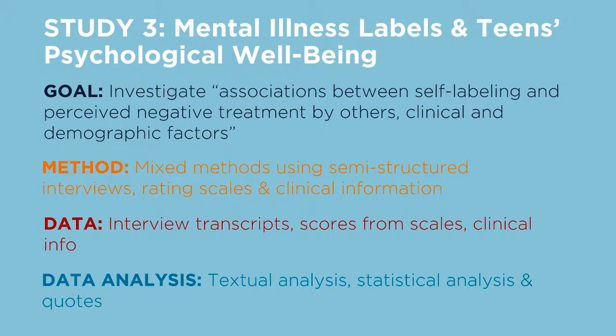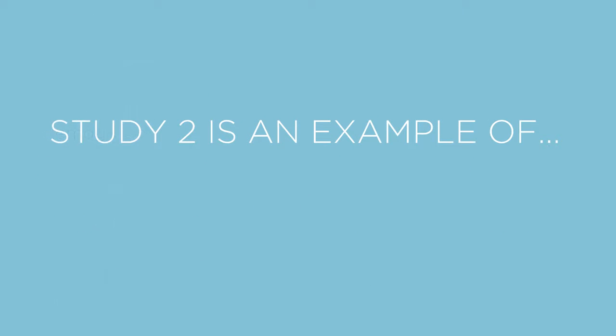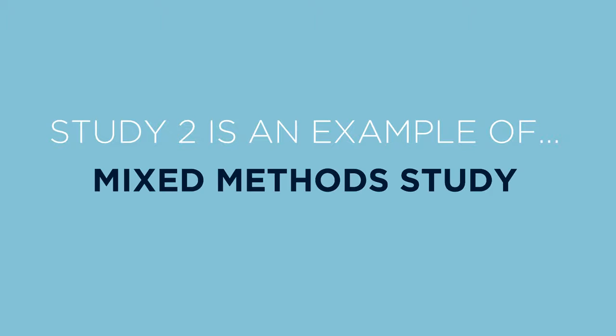Because researchers combined methods, they also needed to use several data analysis techniques. The researchers used textual analysis to find themes in the interview transcripts, and they ran statistical analyses for relationships between the variables on the scales and the clinical information. The article included quotes from the teens, as well as statistical tables. Because this study uses both qualitative and quantitative methods, we call it a mixed methods study.